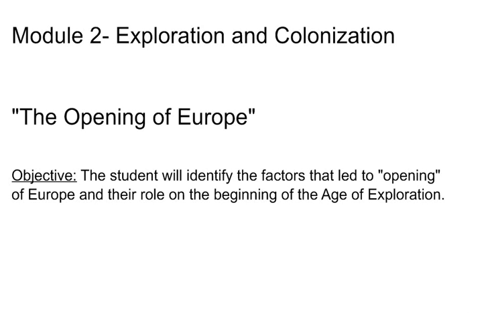Before we can get into exploration into North America and having people come over and find the North American continent and then eventually settle here, we gotta get a little bit of a perspective on what's going on in Europe at the time. And so to do this, we're going to quickly try to identify the factors that led to what we call the opening of Europe, where you can go in, people are coming in and they're going out, and then their role on the beginning of the age of exploration.